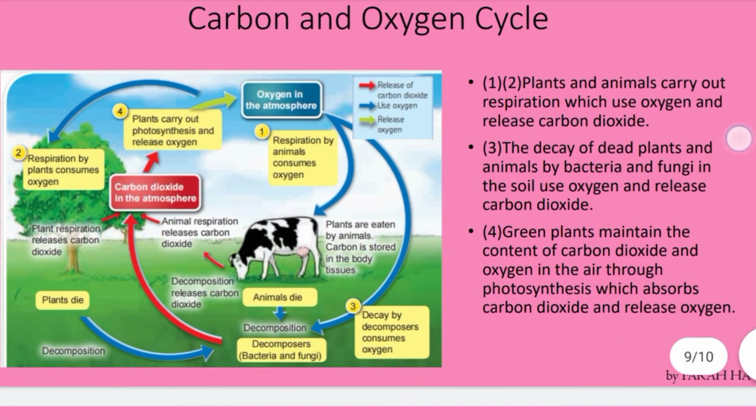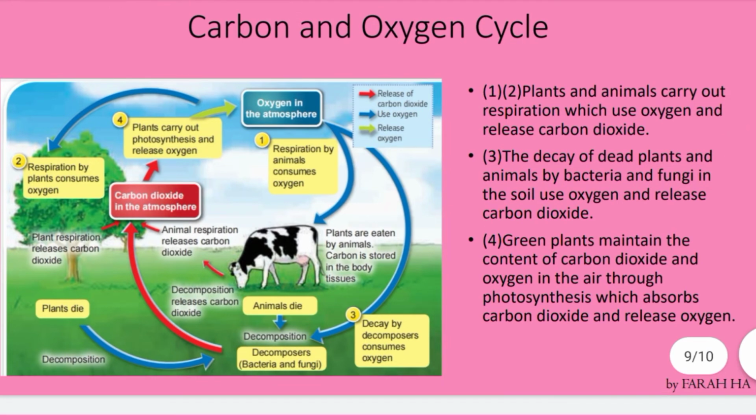So next is the carbon and oxygen cycle. So carbon means carbon dioxide and oxygen means oxygen gas. So 1 and 2. Plants and animals carry out respiration, which uses oxygen and releases carbon dioxide. Plants and animals use oxygen for respiration. So they will absorb the oxygen for respiration and release the carbon dioxide.